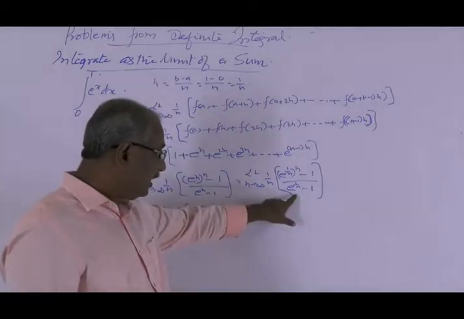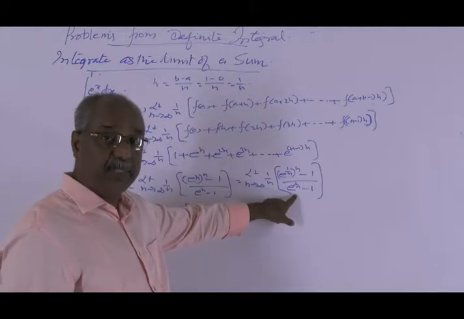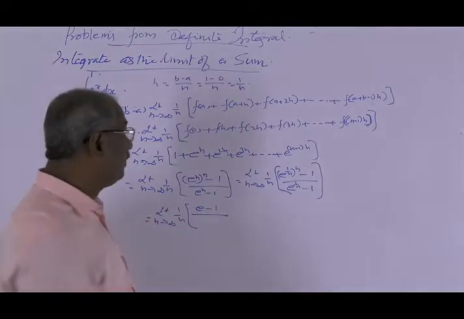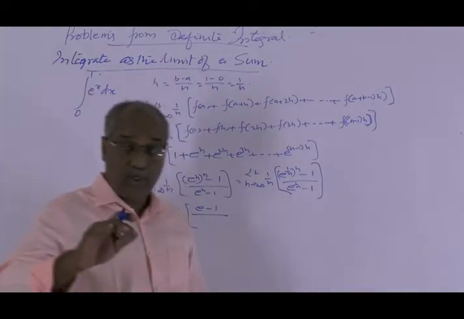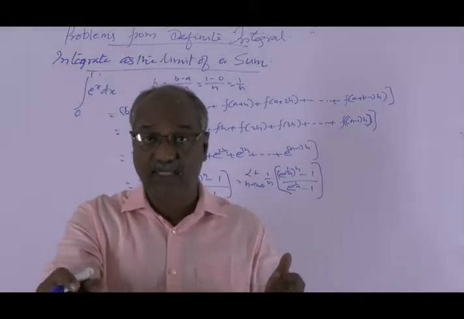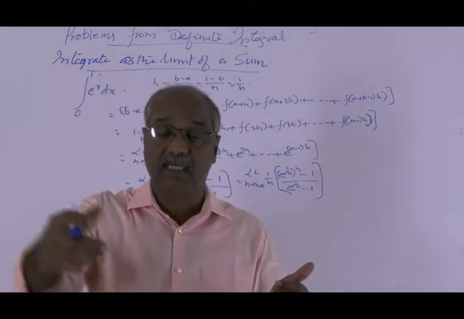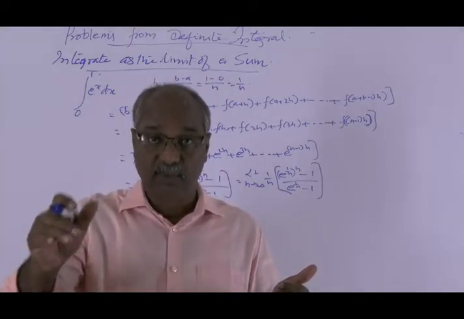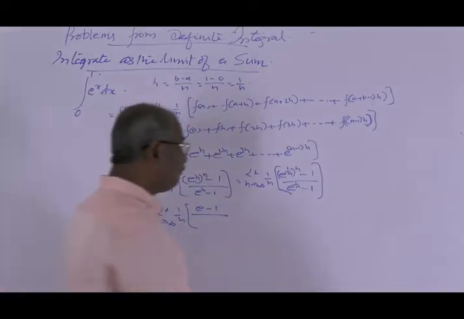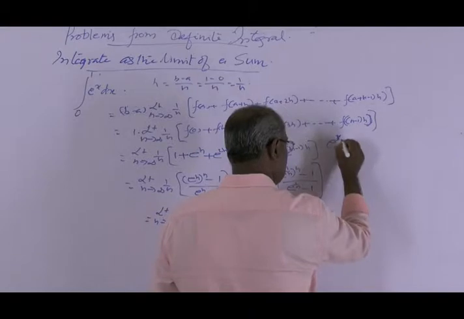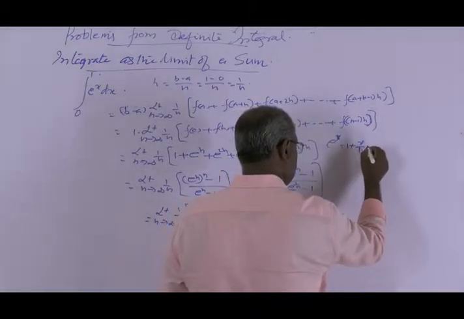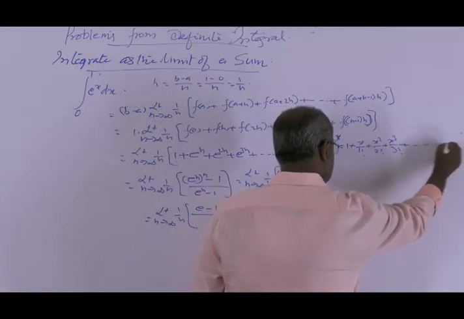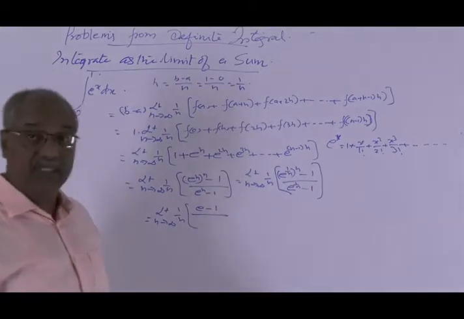So here we need the expansion of e raised to x. We expand this e raised to 1 by n as an infinite series. We have the result e raised to x is equal to 1 plus x by 1 factorial plus x squared by 2 factorial plus x cubed by 3 factorial plus etc. to infinity. This is the expansion of e raised to x.